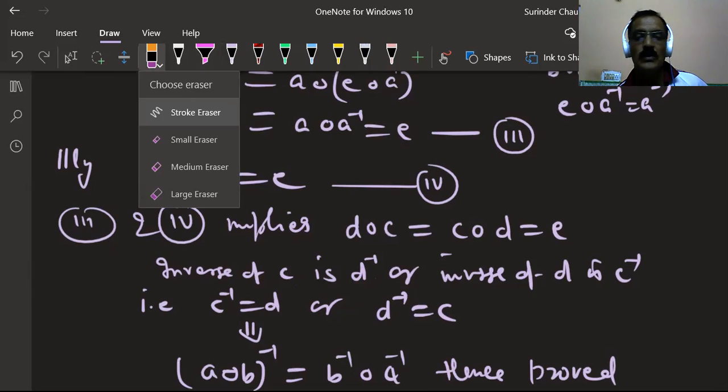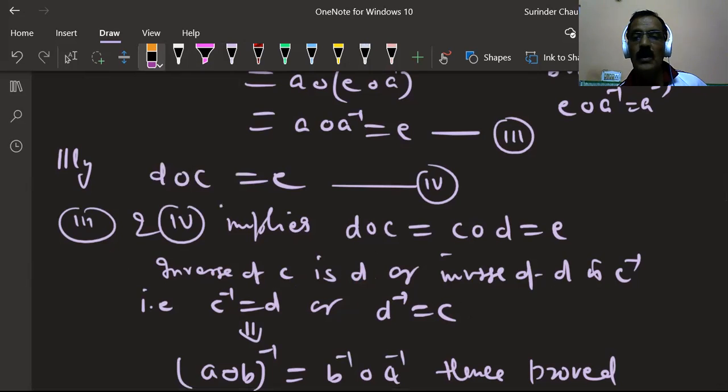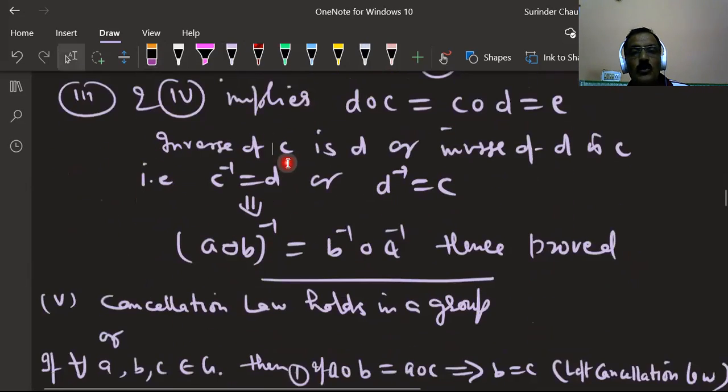Inverse of C is D. So this is equal to this. Substitute the value here, the value of C and D here. So C inverse is equal to D. So this is the reversal law of product.